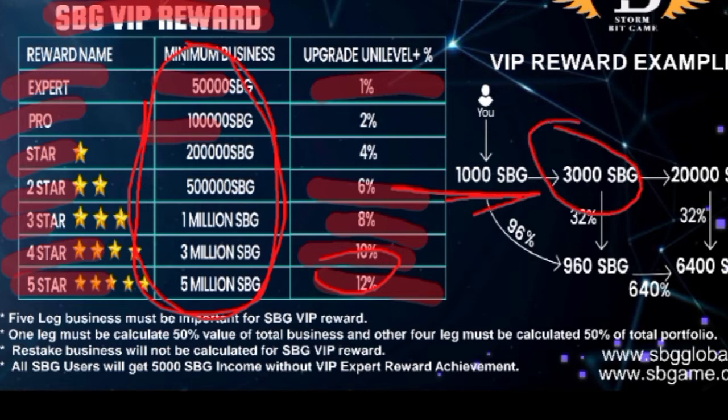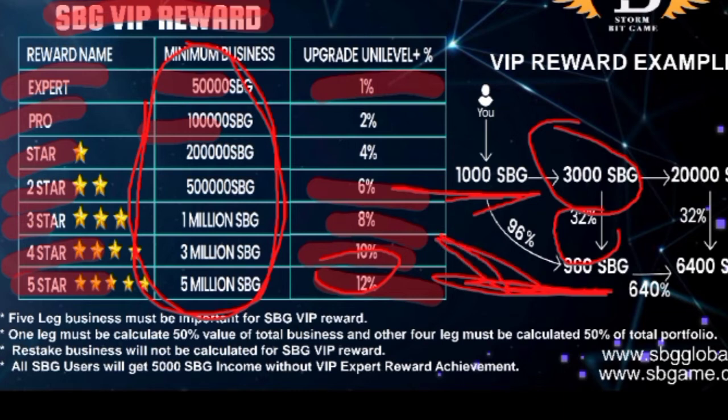If a person has invested $1,000 under you, and his profit is $300, you will start receiving 32%, that's equal to $960. So this is 96% of his investment. He is investing $1,000 and you are receiving $960. That's 96% of his investment.